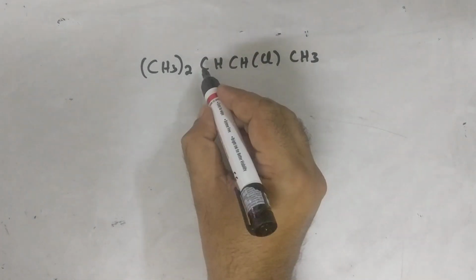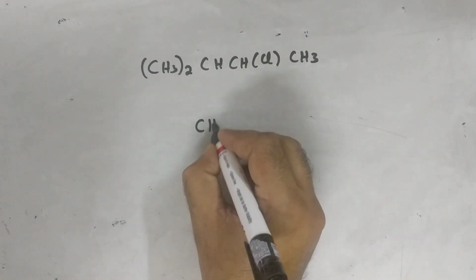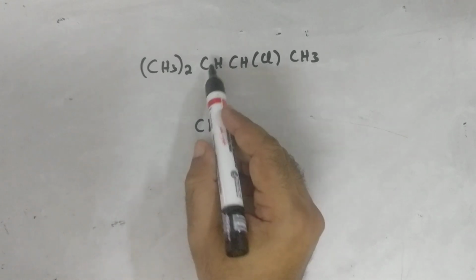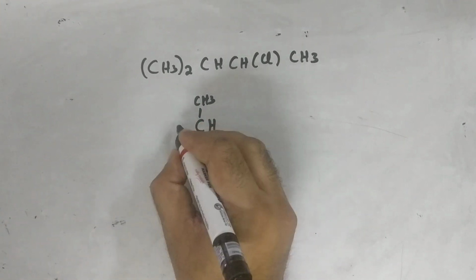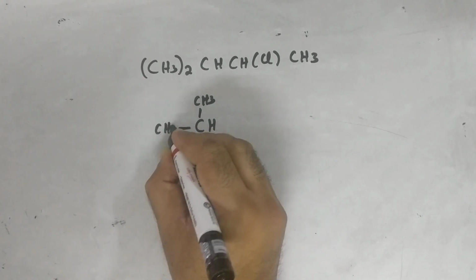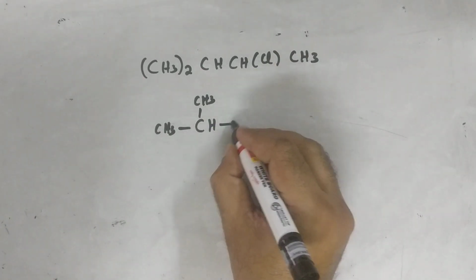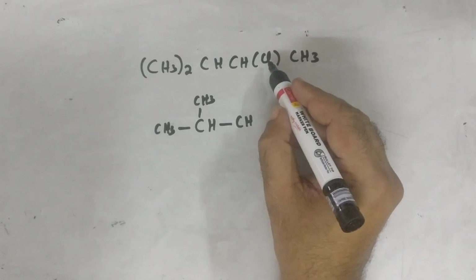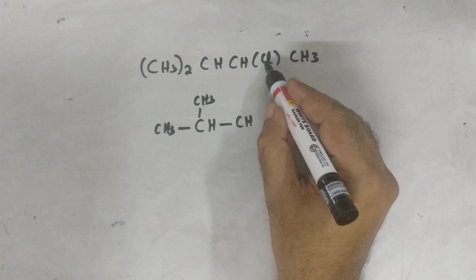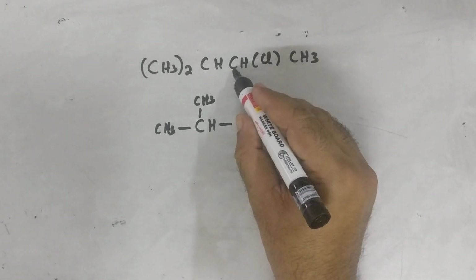So let's put this carbon first. This is CH. What does CH3 whole twice mean? To this carbon we have got two methyl groups arranged like this, one over here, one over here. Let's go on further. Then we have CH. Now students, this bracket, if you have a Cl over here, that means this Cl is hanging below this carbon.